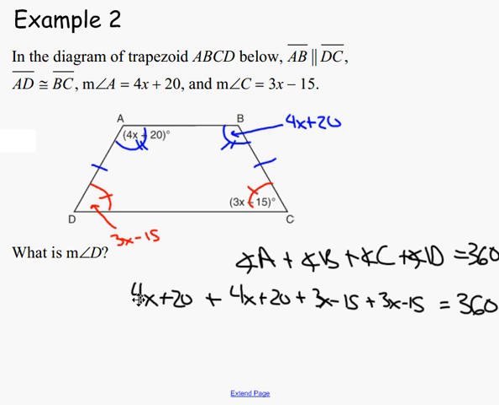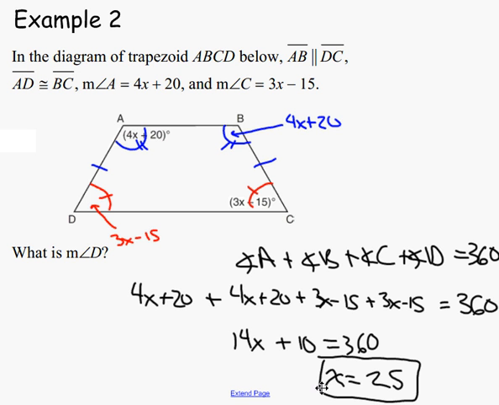So when you combine all the like terms, you get 4x plus 4x, that's 8x, plus 3x, that's 11x, plus 3x. So you get 14x. 20 plus 20 is 40, 40 minus 15, you're going to get plus 10, equals 360. And what you should get for x is x equals 25.